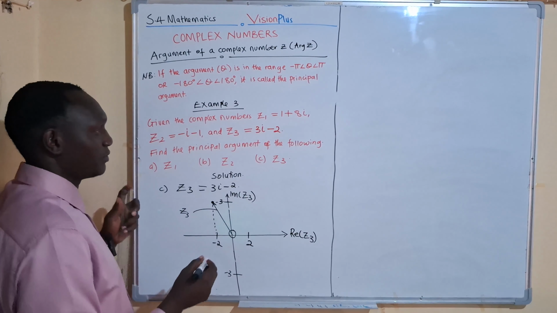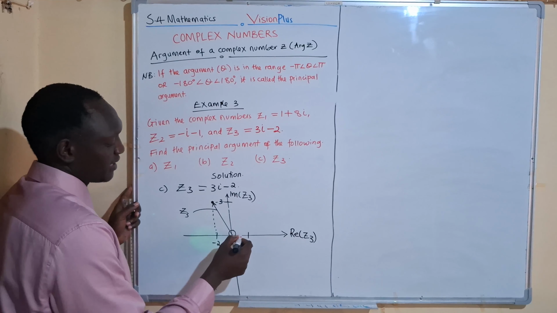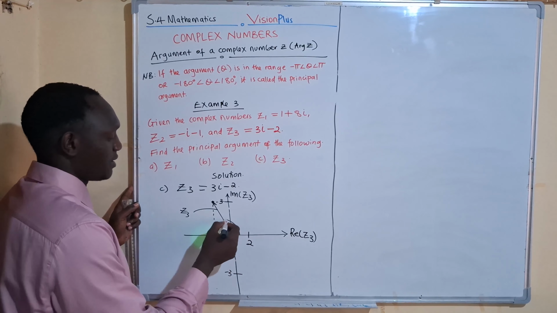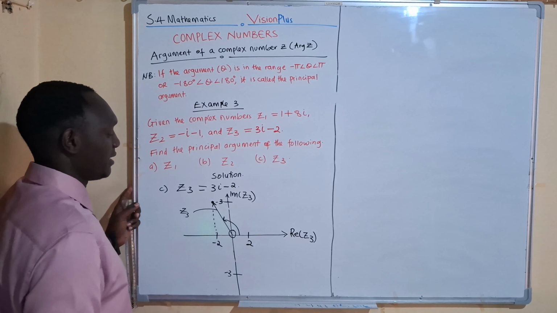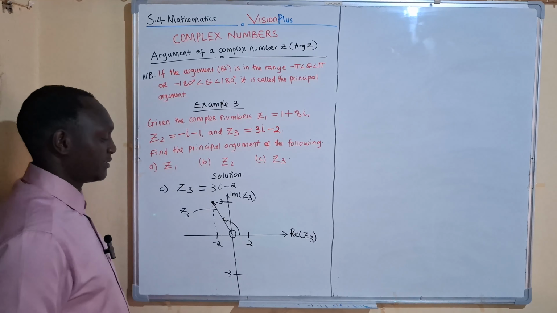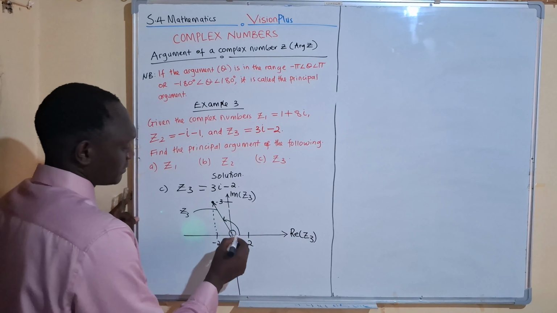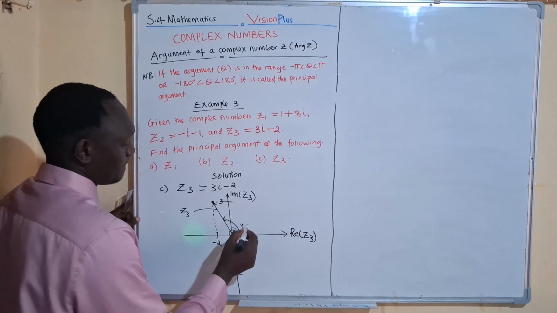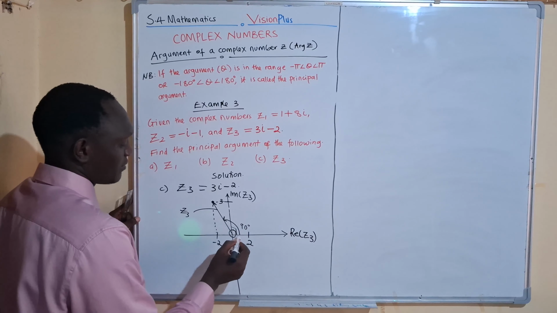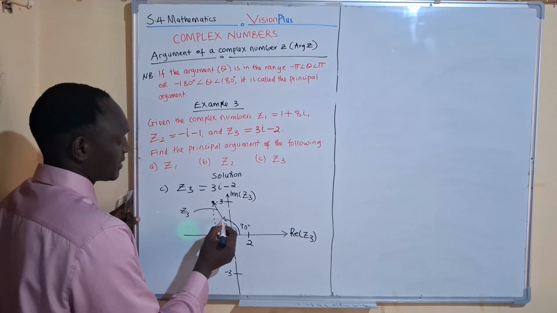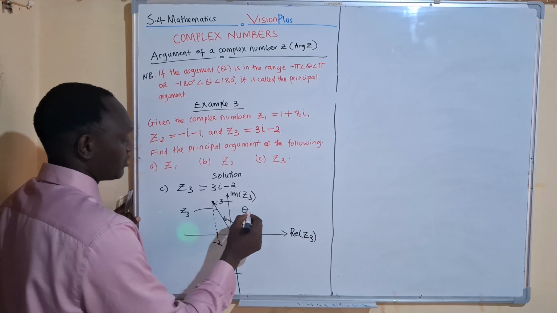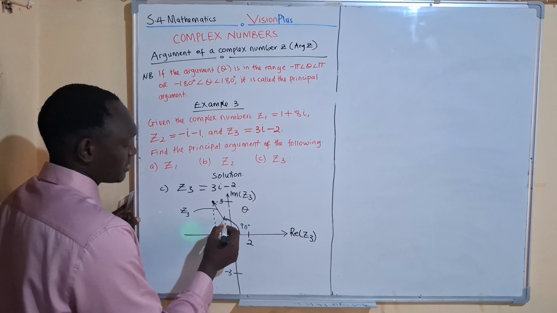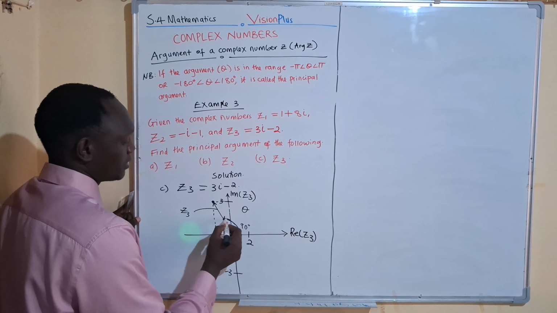After that, we need to get the argument. Always start by measuring it from the positive x-axis here, anti-clockwise up to where the complex number is. Now, what do we know already? We know already that from here to here is 90 degrees. But we are looking for the angle from here up to where the complex number is to give us the argument. Since we know this side is 90, what is this small section here? We don't know this small section.